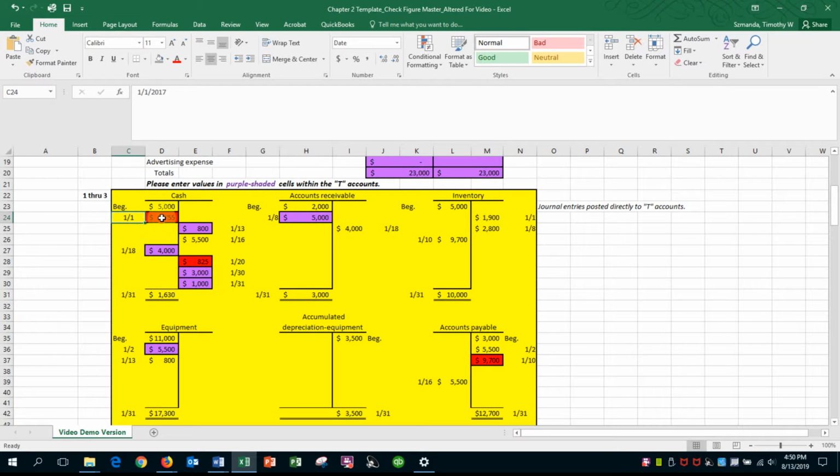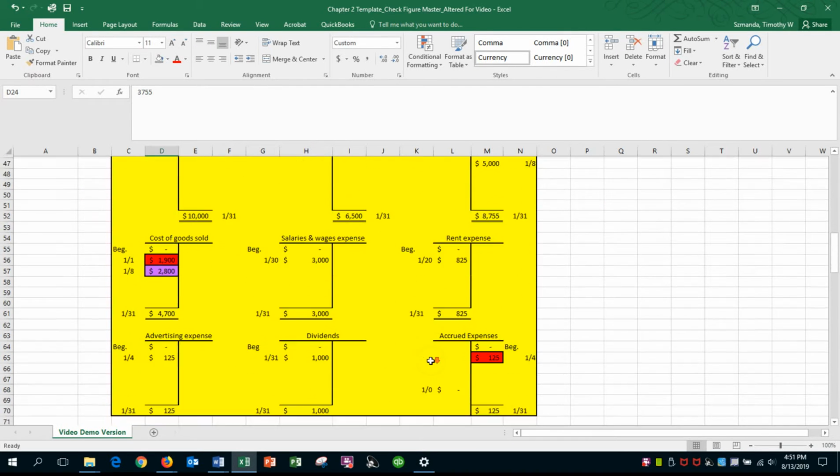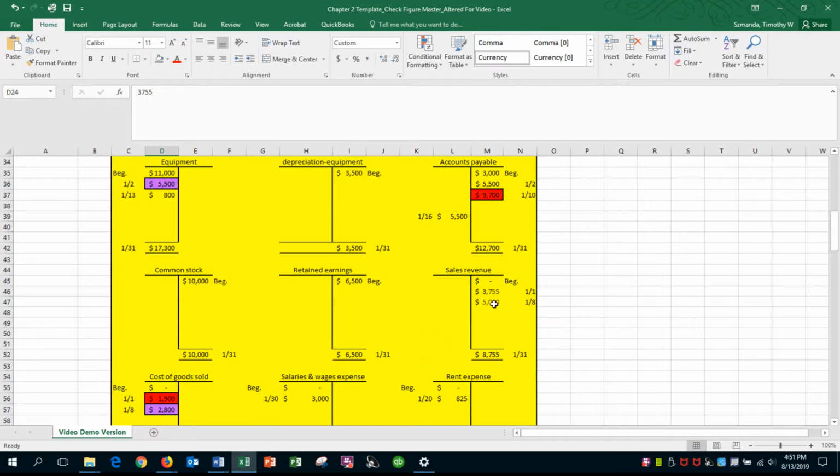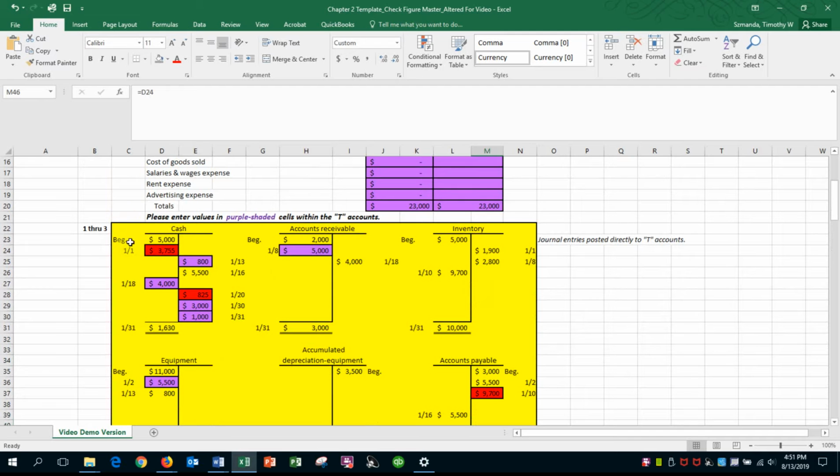So January 1st, I have changed the information so that the sale price is not $3,500, but rather $3,755. So I've entered hard-coded $3,755 in the cell here on January 1st, and then that will automatically populate the revenue account. And let me pull that up here. Sales revenue here of $3,755. So that will automatically populate when you enter the information in this cell. Okay, so I've got the sales side done for the transaction.